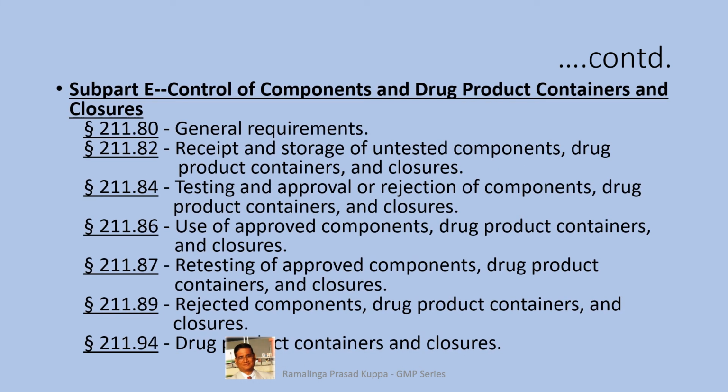Subpart E is control of components and drug product containers and closures. 211.80 is a general requirement. 82 is receipt and storage of untested components, drug product containers and closures. 84 is for testing and approval or rejection of components, drug product containers and closures. 86 is for use of approved components, drug product containers and closures. 87 is for retesting of approved components, drug product containers and closures. 89 is for rejected components, drug product containers and closures. 94 is for drug product containers and closures.